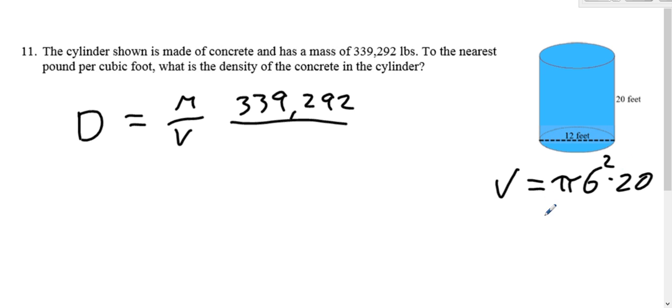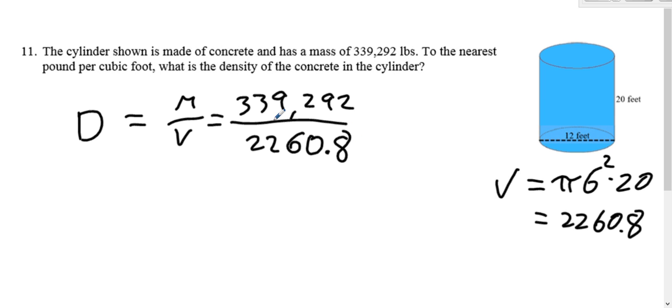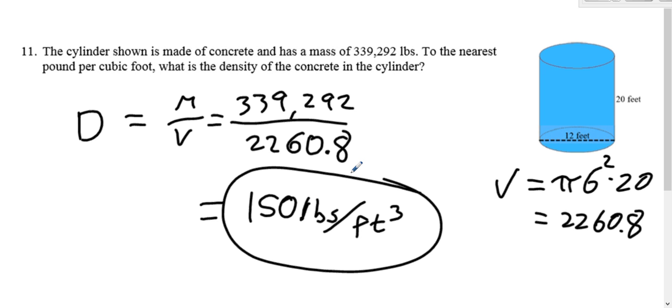If the volume is about 2260.8, the mass divided by volume, you get 150.076. This was pounds per cubic foot. So about 150 pounds per cubic foot.